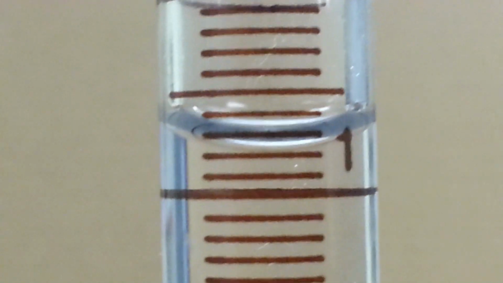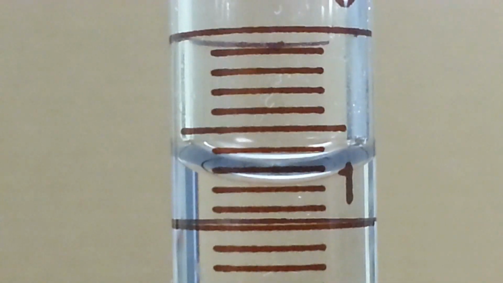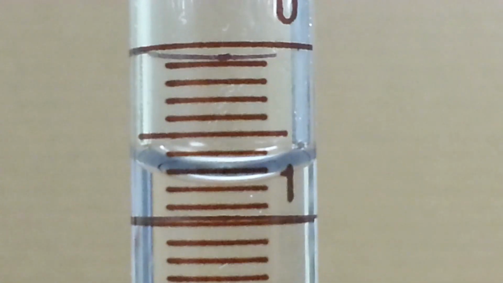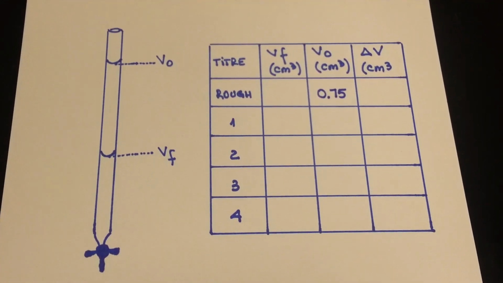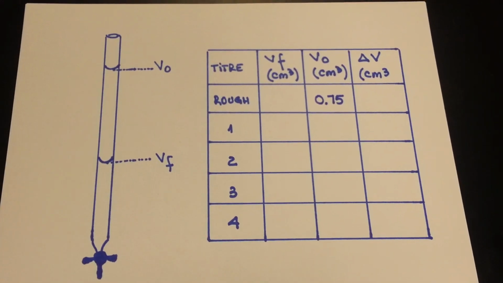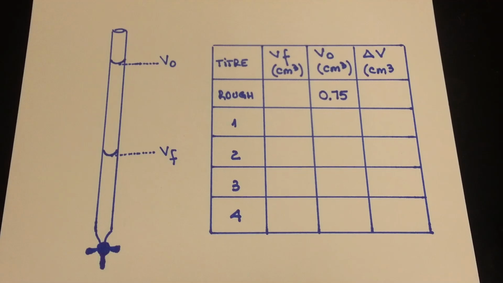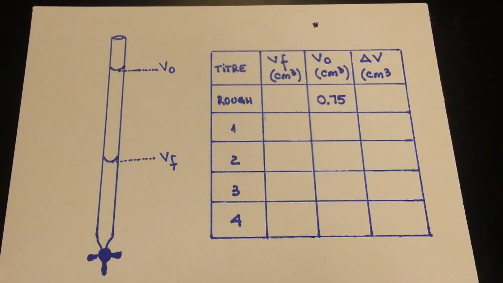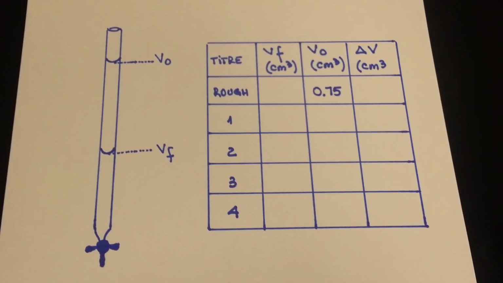In this case, the original or the initial volume is going to be 0.75 decimeters cubed because it's passing the 70 and not getting into the 80. Remember that all measurements in the burette must be with two decimals. If you are in the Cambridge program, the last decimal is going to be zero if the volume falls just on a line, and if it is in between two consecutive lines, it's going to be five. They do not accept any other values.